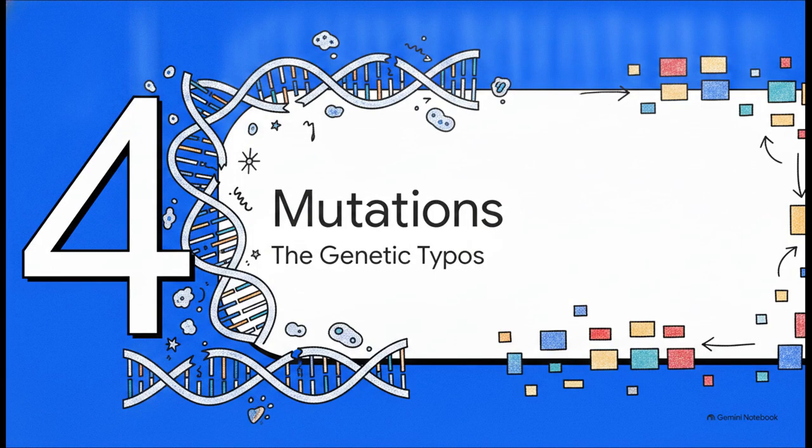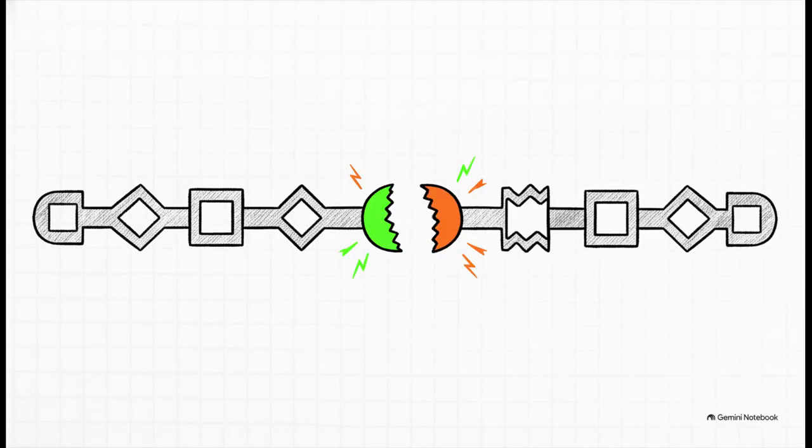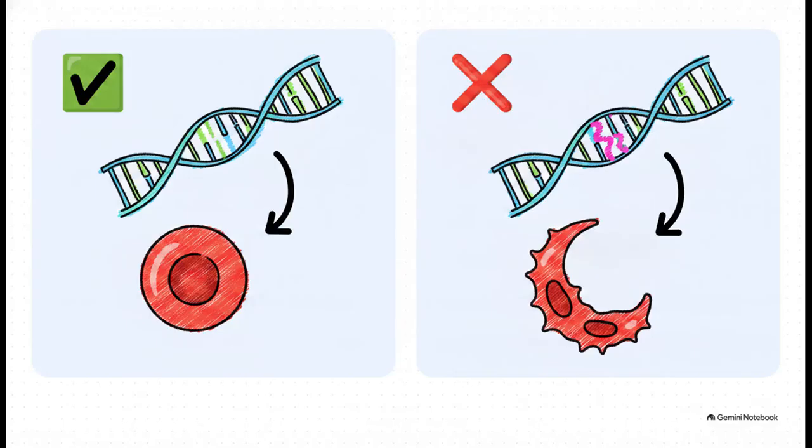Section 4, mutations, the genetic typos. So what exactly happens when our DNA accidentally gets altered? Well, the whole relationship between genes and DNA becomes super clear when we see what happens when the rules get broken. The simplest error is what's called a point mutation. This is a change in just a single base pair. It's the biological equivalent of a tiny typo, swapping out one single letter in a massive manuscript. Seems pretty harmless, right? Well, not exactly.